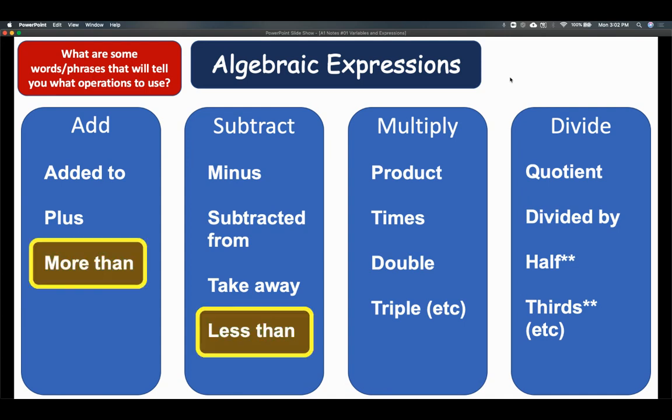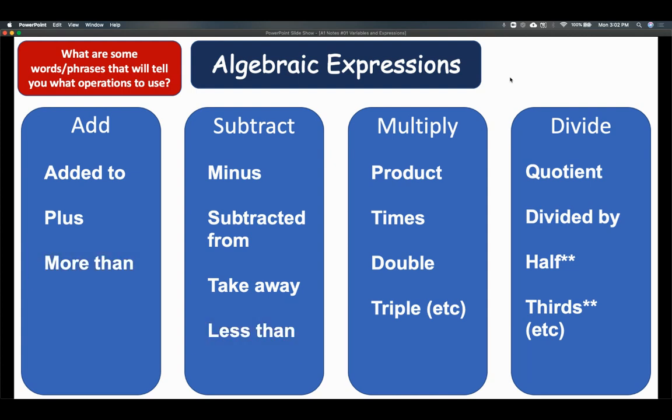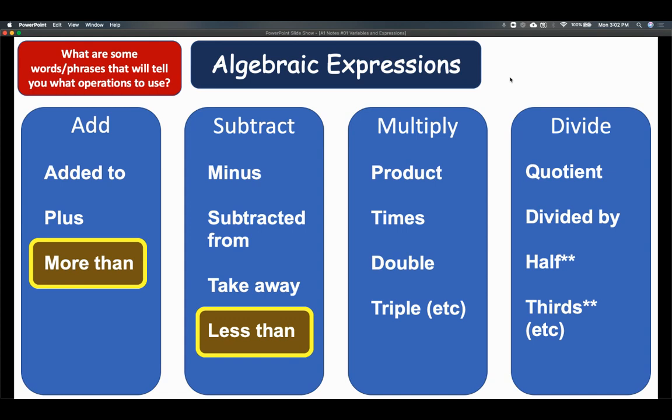All right. Now, I had said that you should write these things in the order that you see them. The exception to that is when you see more than or less than. Just the way that that verbiage happens means that you should be flipping it around when you're doing math. Okay.